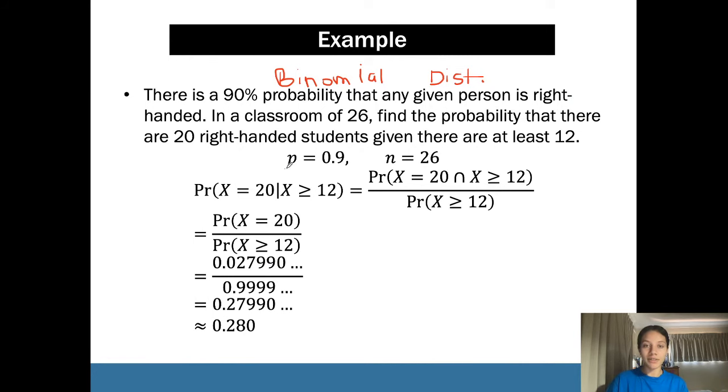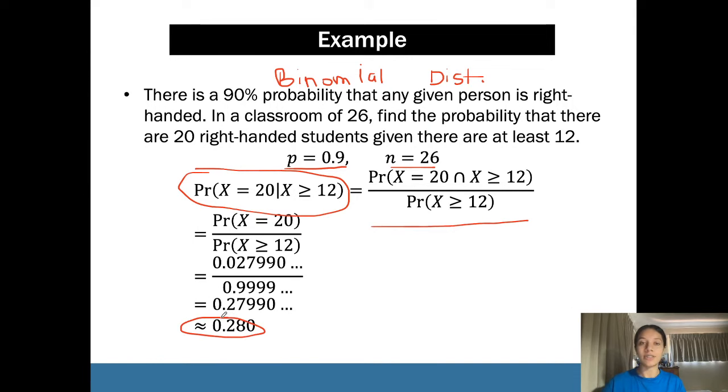So we define the probability of success. So probability of being right-handed is 0.9, and we have a classroom of 26. So to find the probability that we have 20 right-handed students, given that there are at least 12, that's how we would set that up here. And then we just substitute in the rest of the formula like that. So using our calculator, we'd be able to quite easily find x equals 20 and x is greater than or equal to 12. Then we substitute those values in and we get 28% in the end. So that's just an example to demonstrate how we can have conditional probability tied in with the binomial distribution.